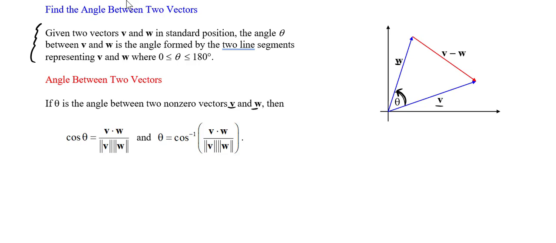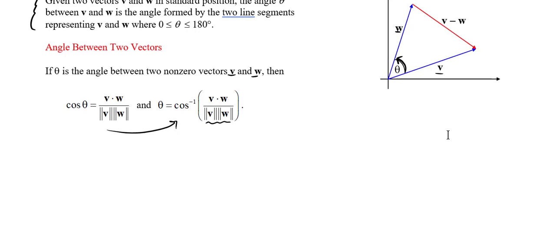Using a little inverse trig, we can say that leads to this other fact, that theta itself is cosine inverse of the dot product of v and w over the product of their magnitudes. This is a huge leap, so I actually want to see how we can see that this is true. To prove this, we typically use law of cosines on this triangle over here.